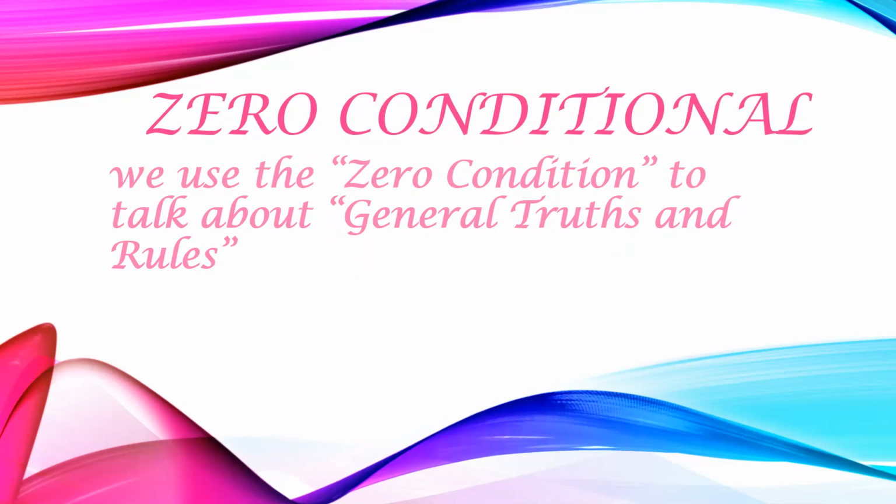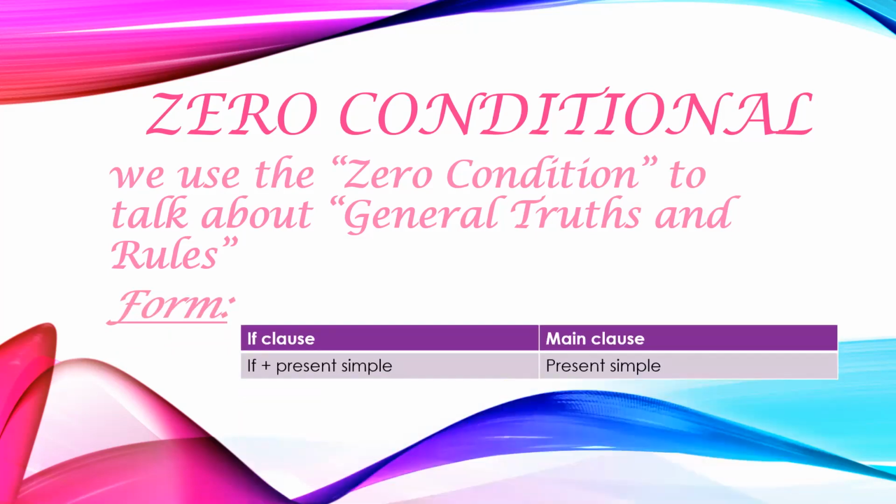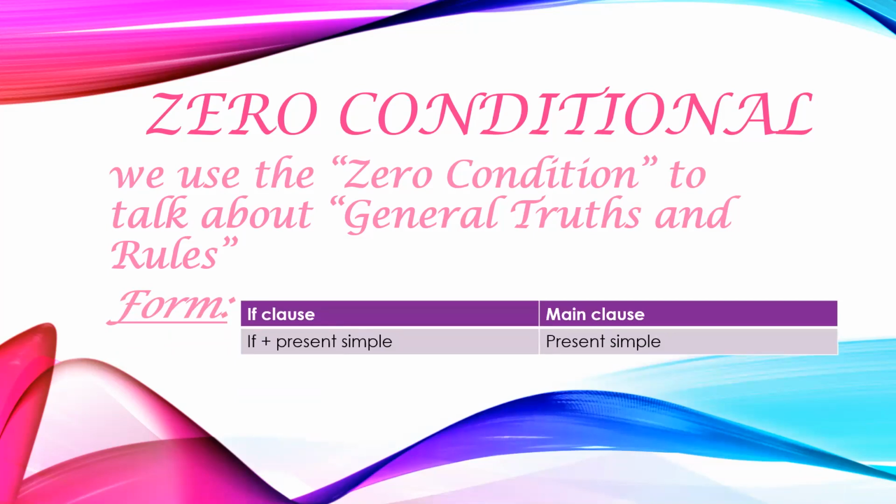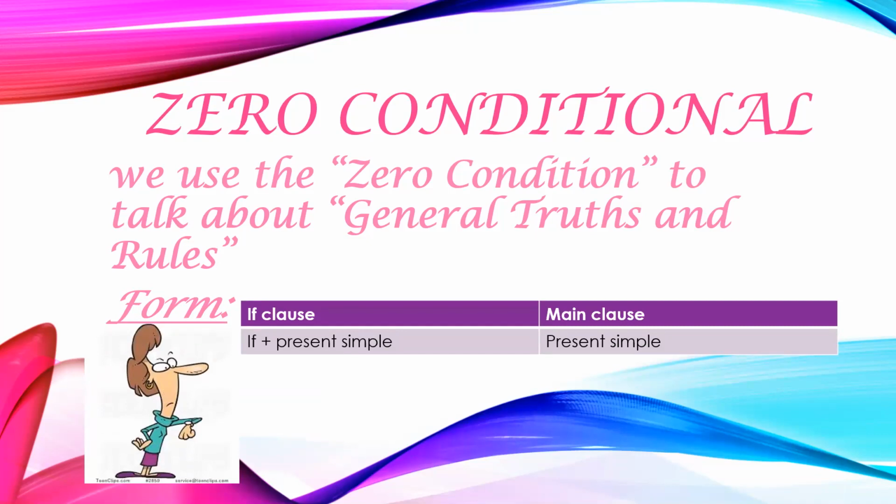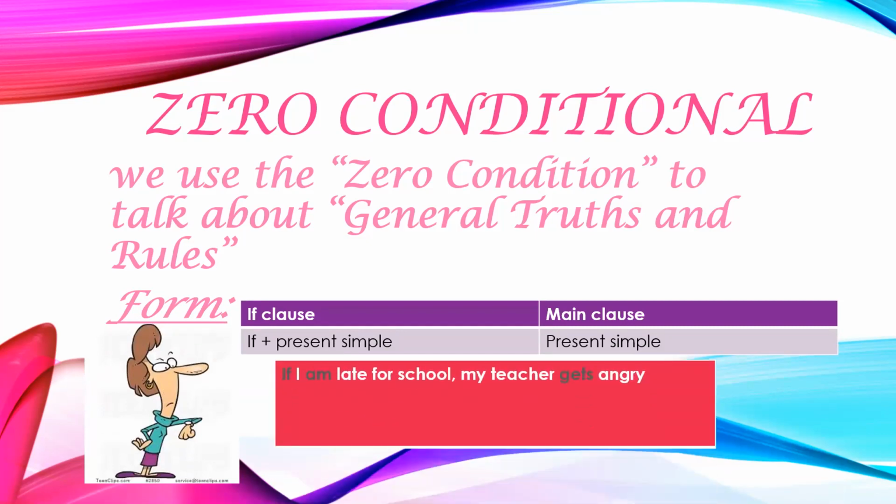But what does the zero condition mean? Or how do we form it? How do we make a sentence in the zero condition? It's done by adding the if clause, if plus present simple, and the second part, the main clause, we also form in the present simple. It is formed, as you can see, by putting both verbs in the present simple.